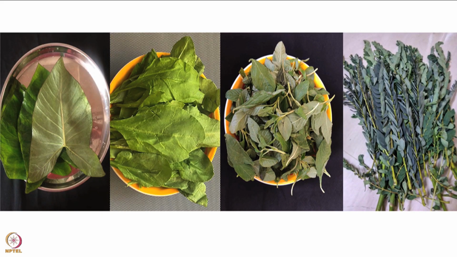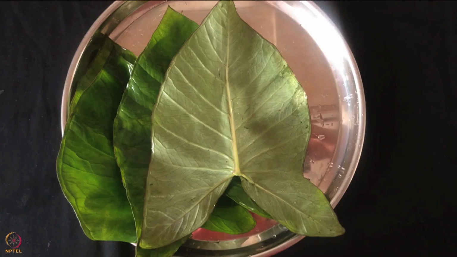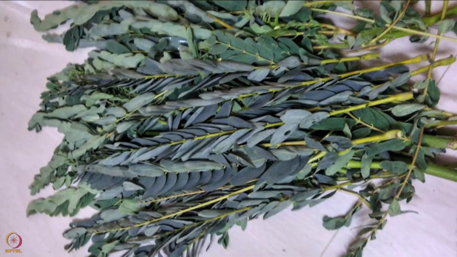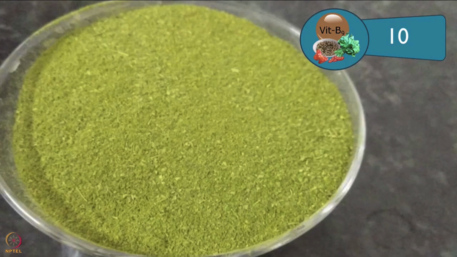Green leafy vegetables are also rich in folate. For example, spinach, amaranth leaves, colocasia leaves, agathi leaves. 50 grams or 1 cup of uncooked spinach will give about 70 micrograms of folate. 1 teaspoon of powdered drumstick leaves gives about 10 micrograms of folate.